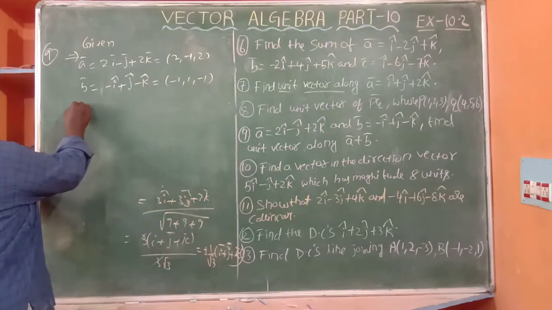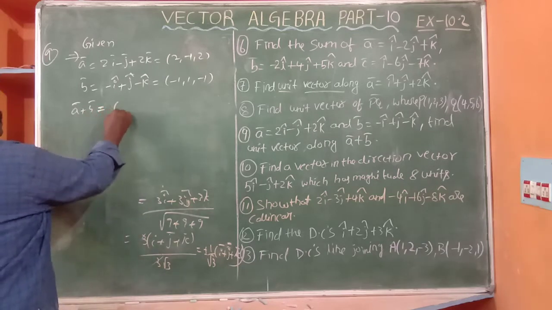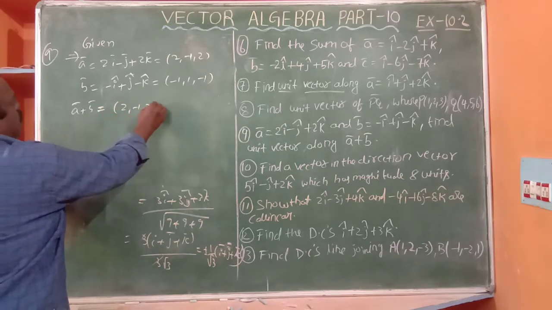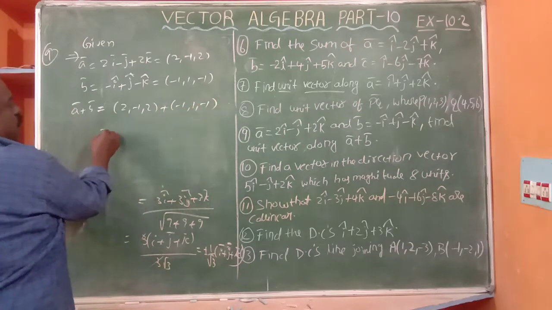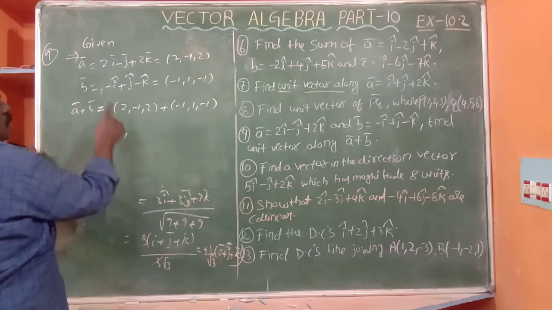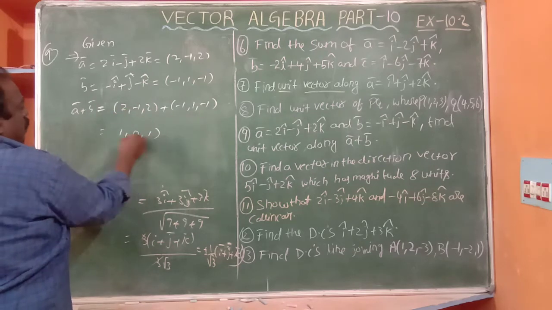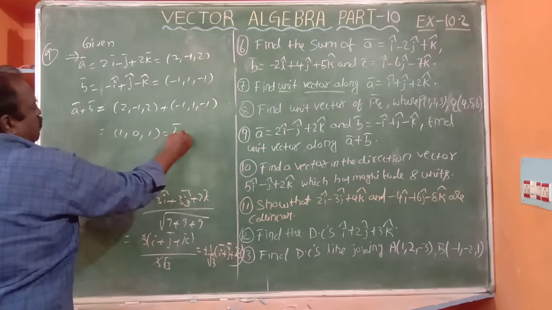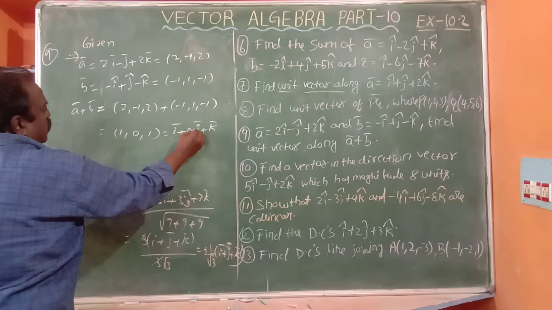And first we find A bar plus B bar, the sum of vectors, the addition of vectors. That is 2 comma minus 1 comma 2 plus minus 1, 1, minus 1. 2 minus 1 is 1, minus 1 plus 1 is 0, 2 minus 1 is 1. That is i plus 0j plus k cap.